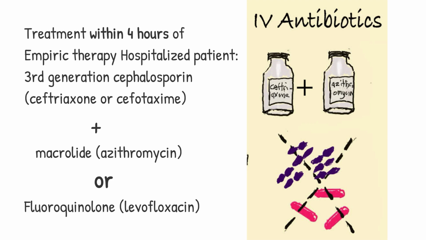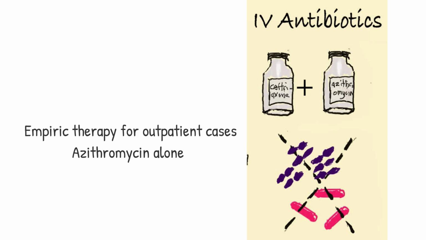The IDSA treatment guidelines recommend for hospitalized patients an intravenous third-generation cephalosporin, usually ceftriaxone. The 2019 IDSA guidelines now recommend combining ceftriaxone with a macrolide, azithromycin or clarithromycin, or to use a fluoroquinolone, which will cover both conventional bacteria and atypical bacteria. For patients suitable for outpatient management, a macrolide is recommended, and the most commonly prescribed macrolide is azithromycin.